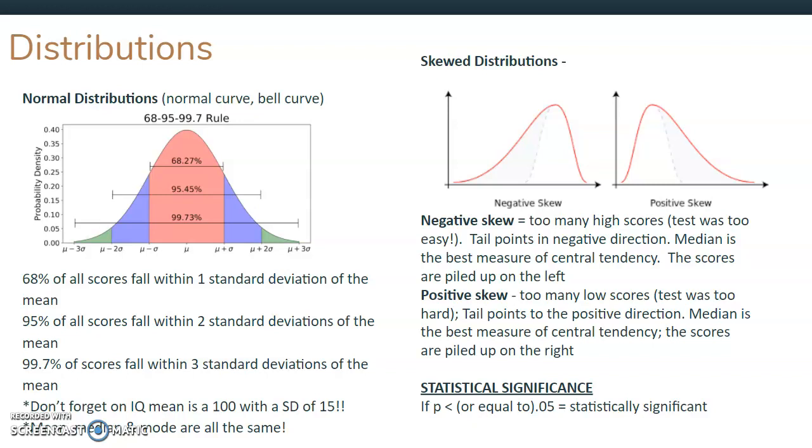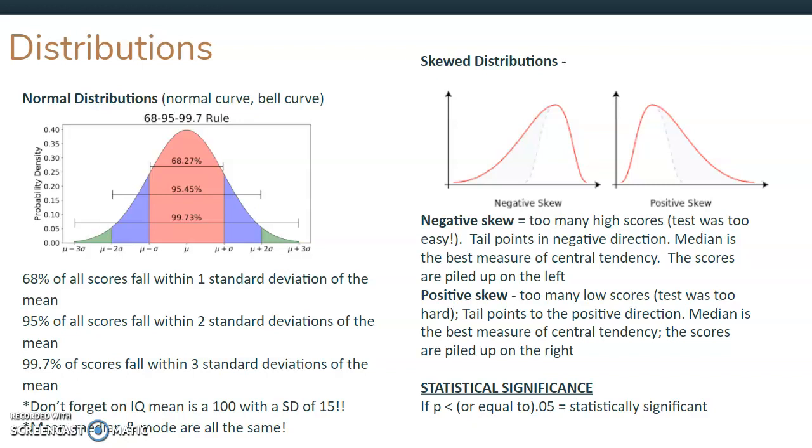You've got your negative skew. Remember, the tail points in a negative direction. That means there's too many high scores. That test was too easy. Okay, always in a skew, median is the best measure of central tendency. When you have a positive skew on the right, that means the tail's pointing in the positive direction. It means there's too many low scores. The test was too hard. And so your median, in any kind of skew, is the best measure of central tendency.